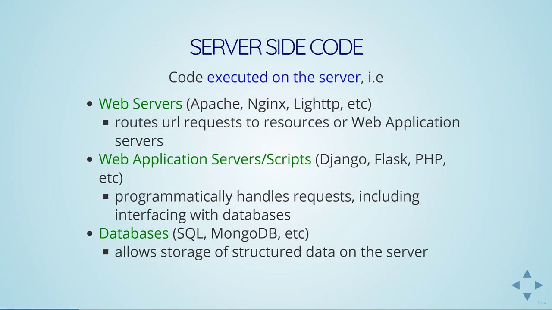A web application server is actually going to process data from requests and do something with it, like interfacing with a database. A database allows you to store structured data on the server in different ways. Examples of this are SQL or MongoDB. We'll go over how to use databases with Django inside this course, which is going to involve something called object relational mapping. Ooh, we'll get to that later.